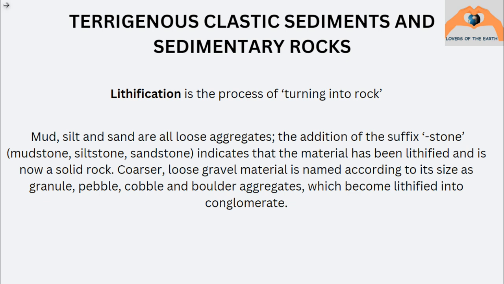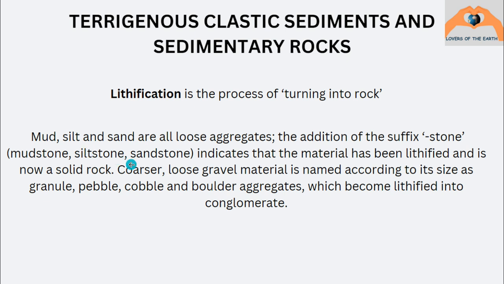So basically in this lecture I'll just cover the terrigenous clastic sediments and just an introduction, and then we'll go to the different rocks. So initially we have the loose aggregates. Loose aggregates means the mud, silt and sand. All these will be known as the loose aggregates. And when we are adding the suffix stone with it, that is mudstone, siltstone, sandstone, we are indicating that now this loose aggregate has been lithified and is now a solid rock. So we are writing mudstone, siltstone.